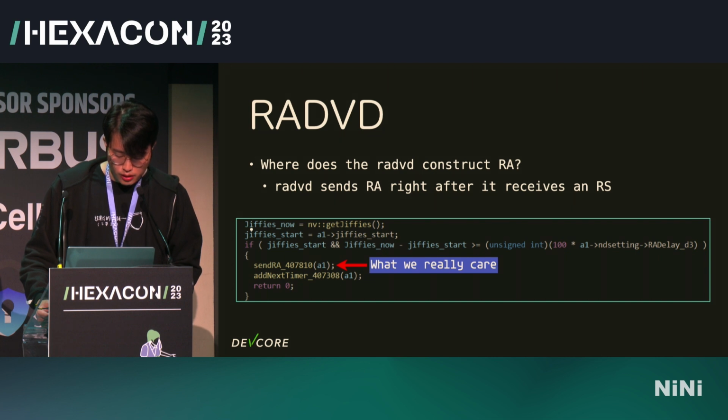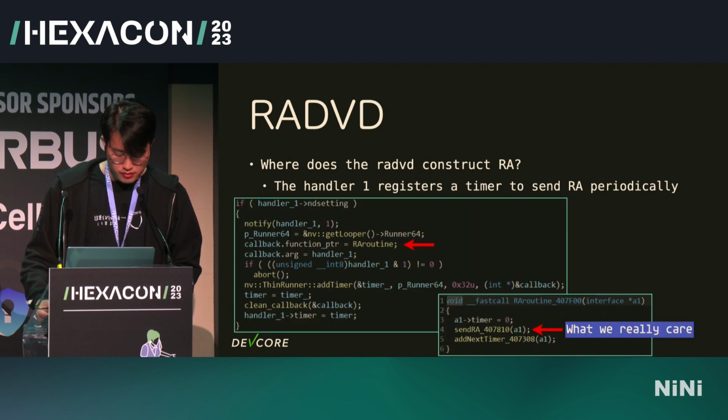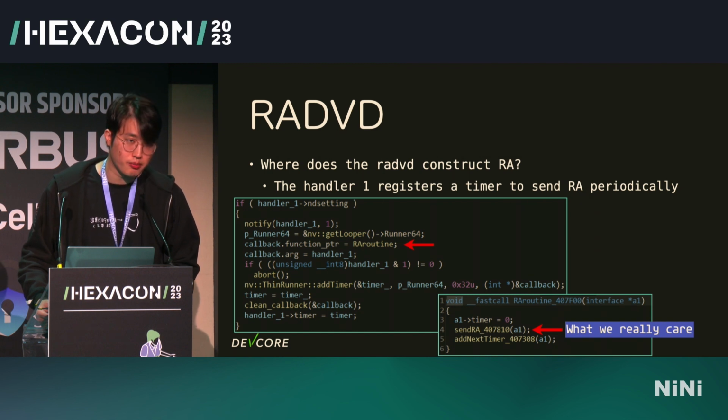The RA-DVD calls send RA right after it receives an RS. The handler 1 registers a timer to send RA periodically. So we can find the send RA function by tracing these two methods.